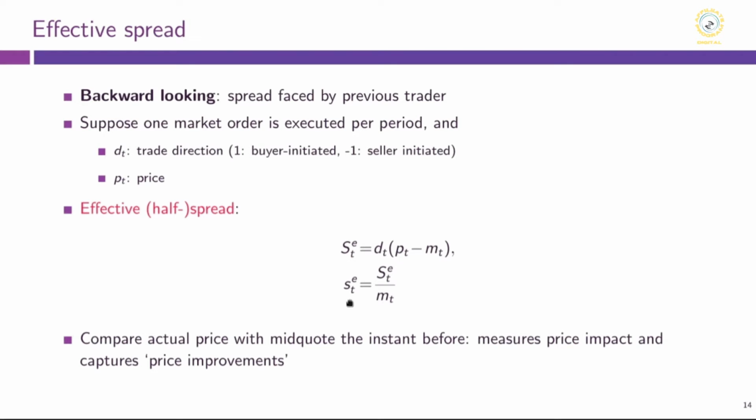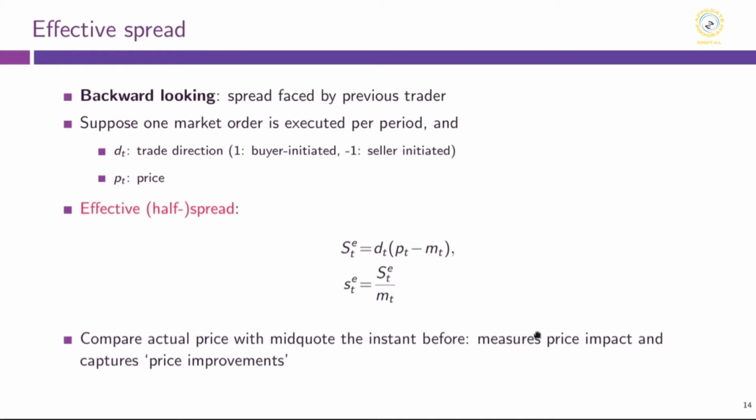The idea behind this measure is that it compares the actual price with the mid-quote the instant before. And by using the actual price data from the transactions that took place, this measure does capture all the price improvements that we had in the market. Another feature, which can be good or bad depending on your goals and purposes, is that this measure does capture price impact. The fact that it uses the realized prices means that this measure takes into account the trade sizes.